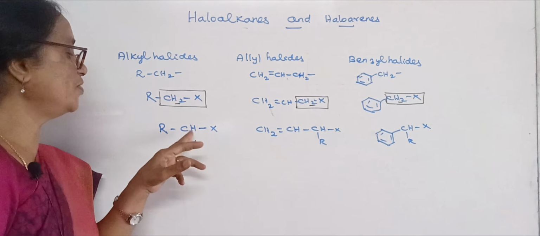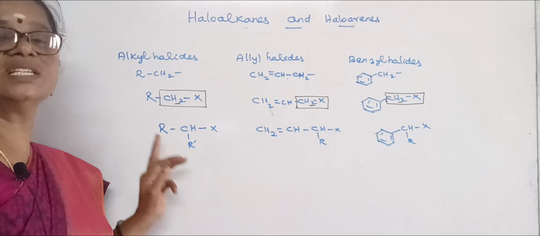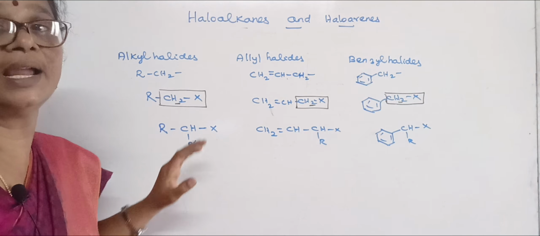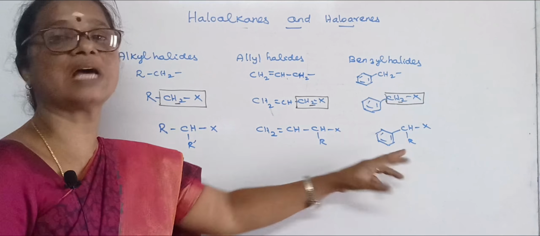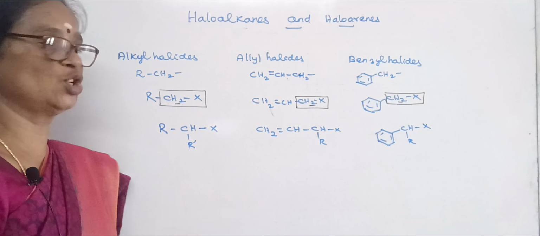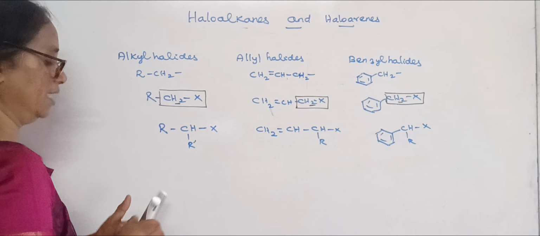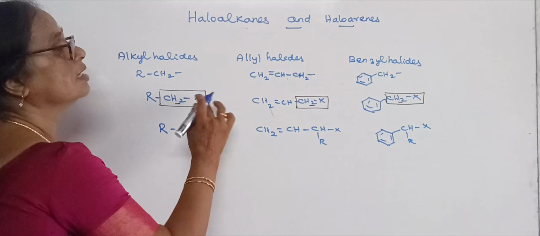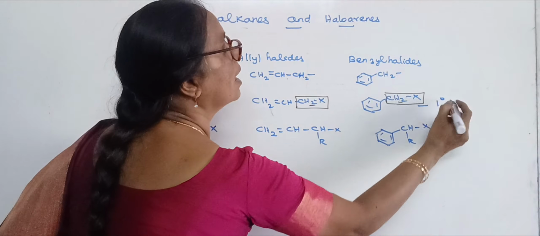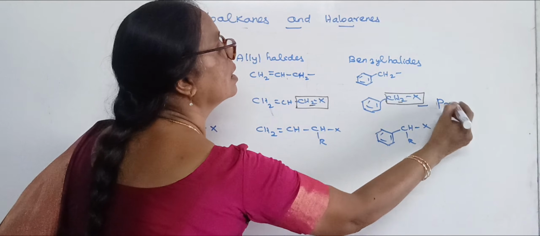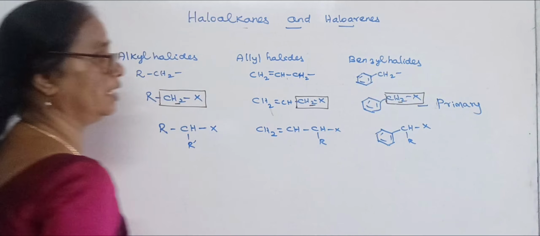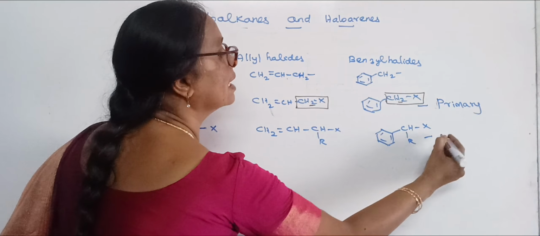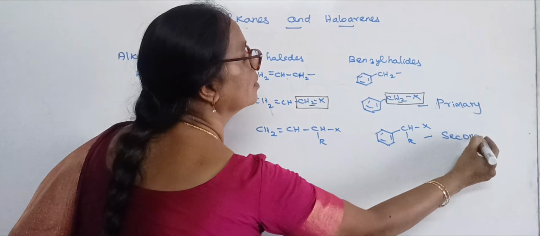So when the functional carbon has two similar or different alkyl groups or the respective groups attached, then that is said to be secondary alkyl halide. So these are the class of secondary halides. So these are of primary alkyl halides. So these are a class of primary, and these three are the class of secondary ones.